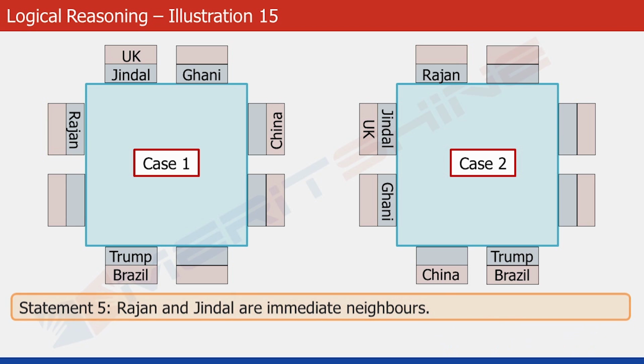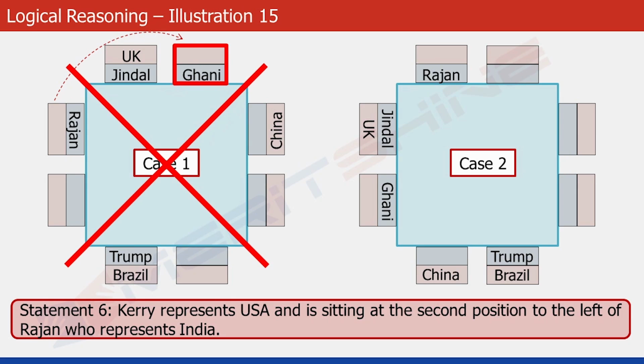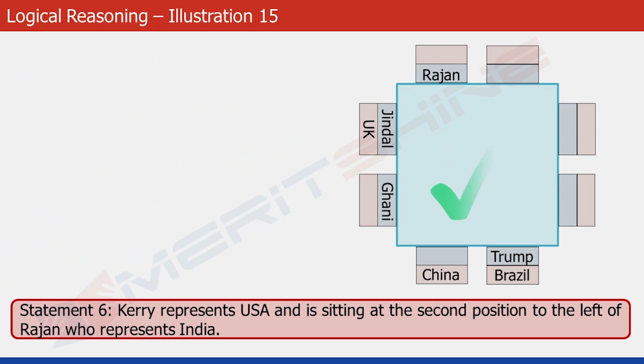Now let's look at statement 6. It says that Kerry represents USA and is sitting at the second position to the left of Rajan, who represents India. Look at case 1 first. Second position to the left of Rajan would be this cell. But we can see here that it's already occupied by Ghani. It means that we cannot put Kerry here. So it means that our assumption in the beginning was incorrect, that this case is not possible. And case 2 has to be the correct one.